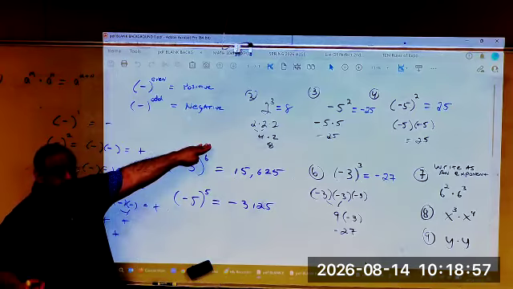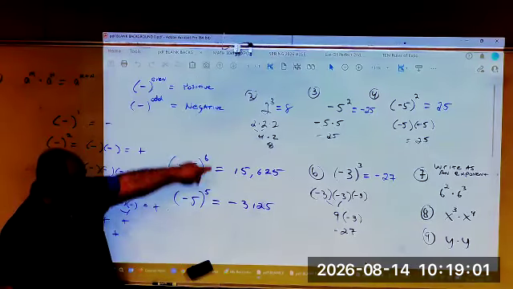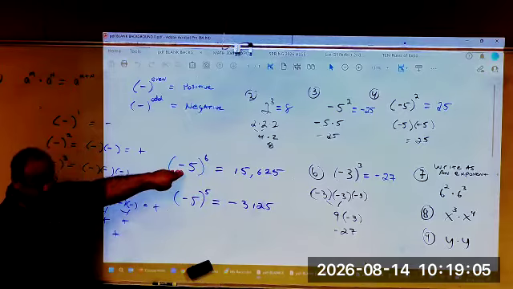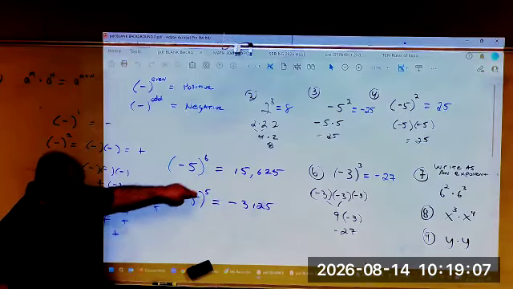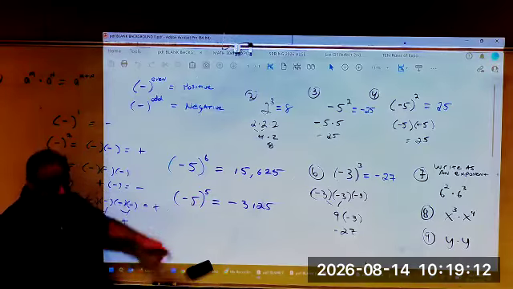That's all it is. What is my answer going to be, positive or negative? The negative is to an even, so I want to make sure I put a positive answer. Then I just take care of 5 to the 6th. The answer is a negative to an odd, so the answer is going to be negative, and I take care of 5 to the 5th.